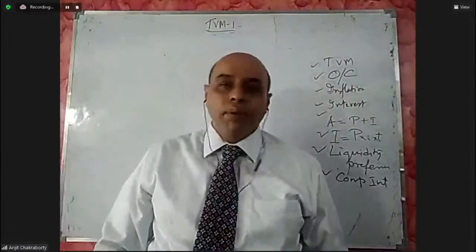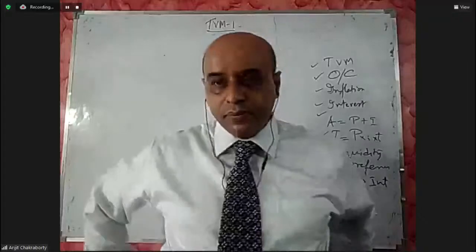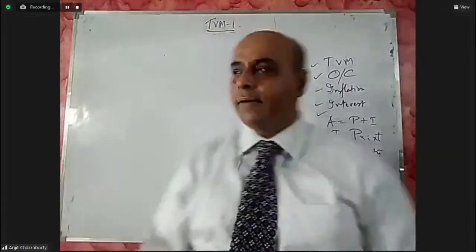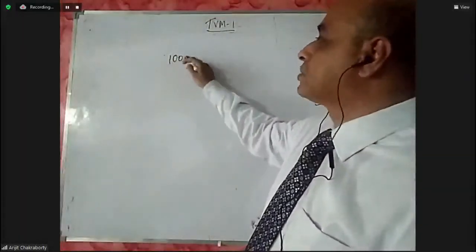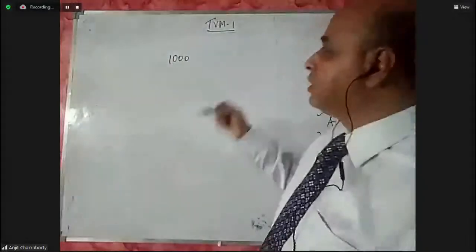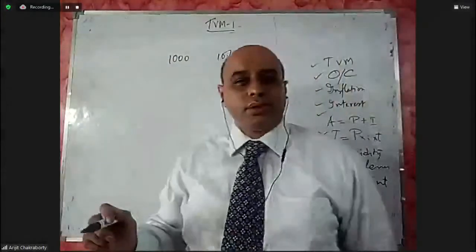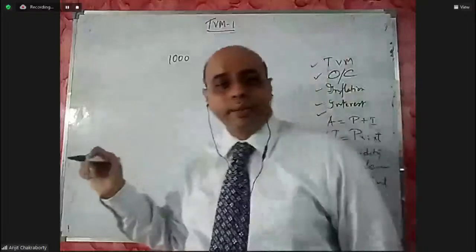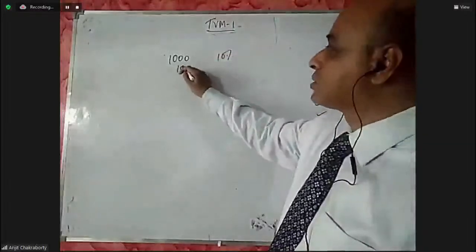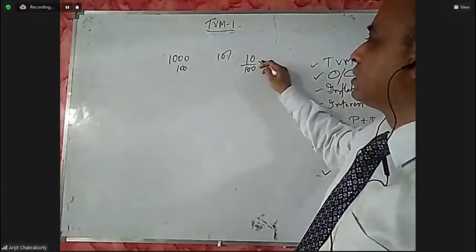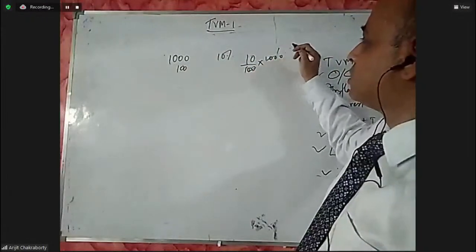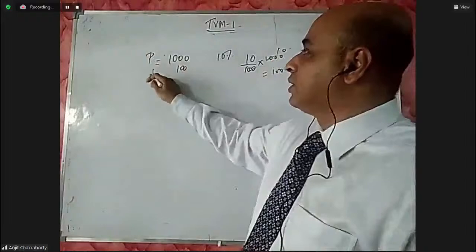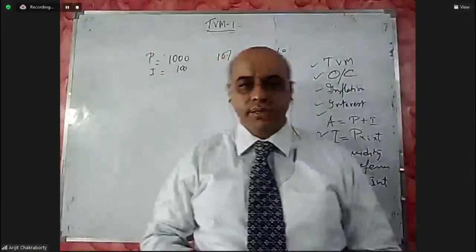Now, the compound interest. You see, simple interest means that I put 1,000 rupees in the bank, and say they pay me 10% interest. So 10% per annum. At the end of 1 year, I will get how much? I will get 100 rupees. Why? Because 10 by 100 into 1,000. So principal is 1,000, and the interest I get is 100 rupees. Fine. This is simple interest.